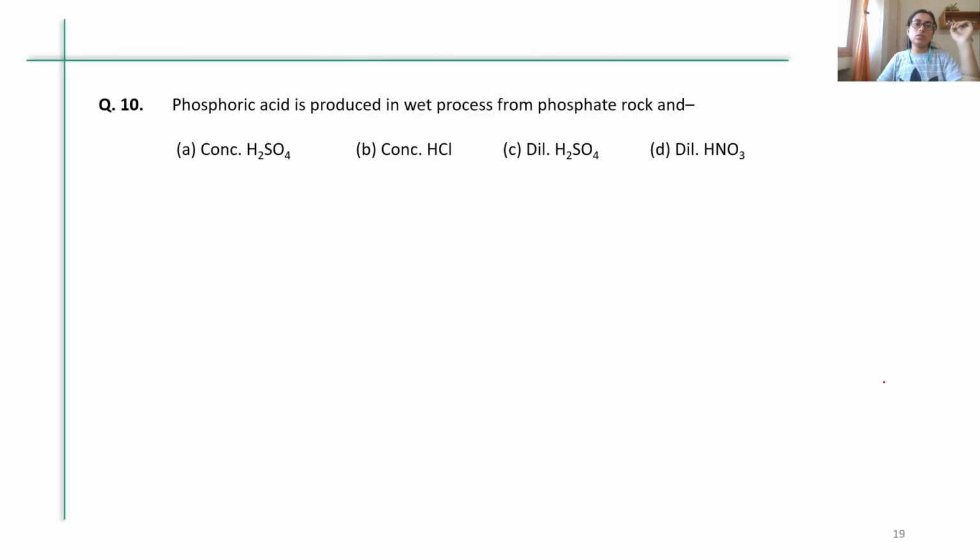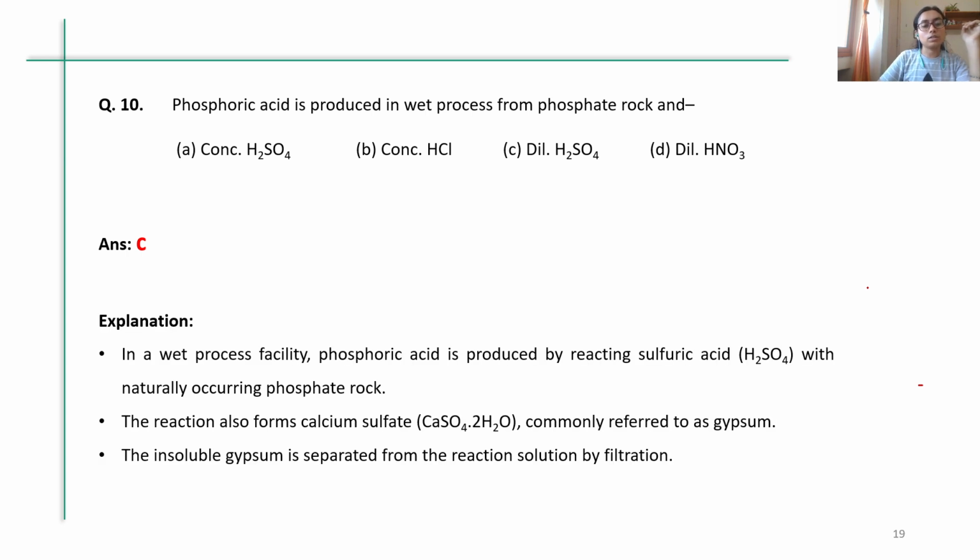Then the question is: phosphoric acid is produced in the wet process from phosphate rock and which acid? So we'll use which acid? C, diluted H2SO4. Because as we have already discussed, in the wet process of producing phosphoric acid, we react the rock mineral of the phosphate source, that is apatite, with calcium phosphate as the active component. We react it with diluted H2SO4 and the product will be phosphoric acid along with calcium sulfate byproduct.